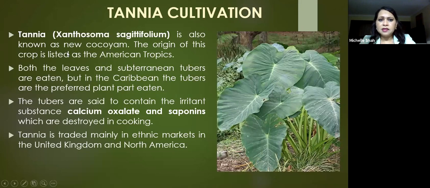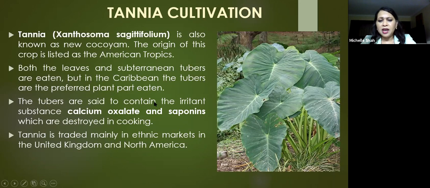Tanya cultivation, this is also known by another name, Cocoyea. The origin of the crop is listed as the American tropics. Both the leaves and the tubers are eaten, but in the Caribbean, tubers are the preferred part of the plant that is eaten. The tubers are said to contain an irritant substance of calcium oxalate and saponins, which are destroyed in cooking. Tanya is traded mainly in ethnic markets in North America and the United Kingdom.